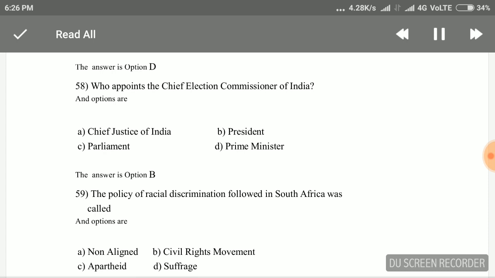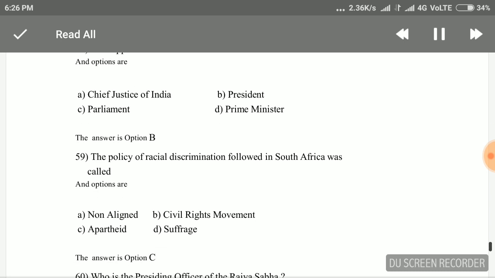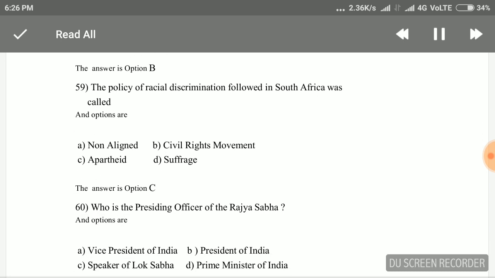59. The policy of racial discrimination followed in South Africa was called. And options are A. non-aligned, B. Civil Rights Movement, C. Apartheid, D. Suffrage. The answer is option C.